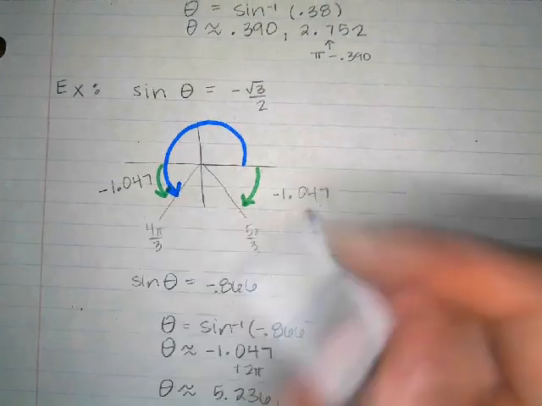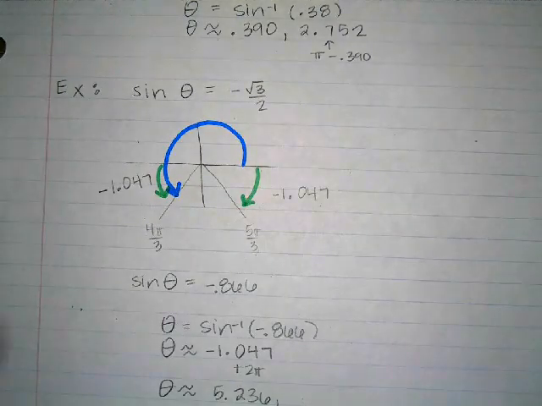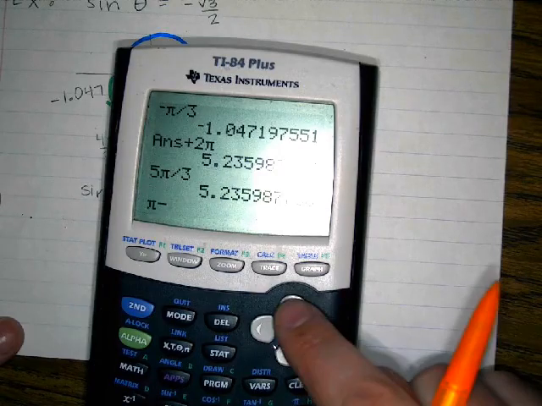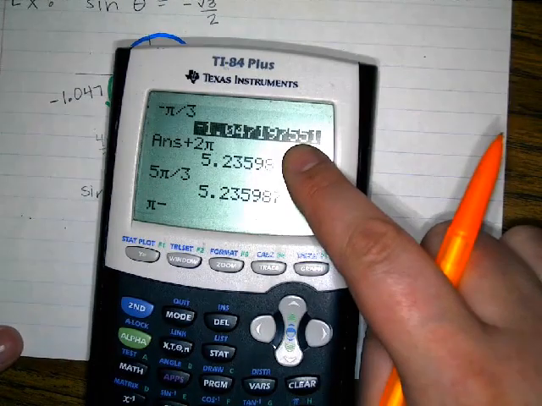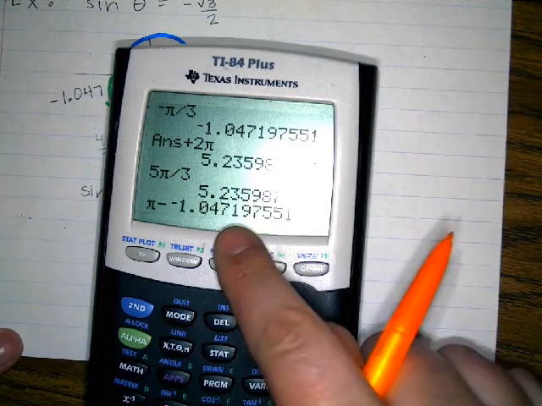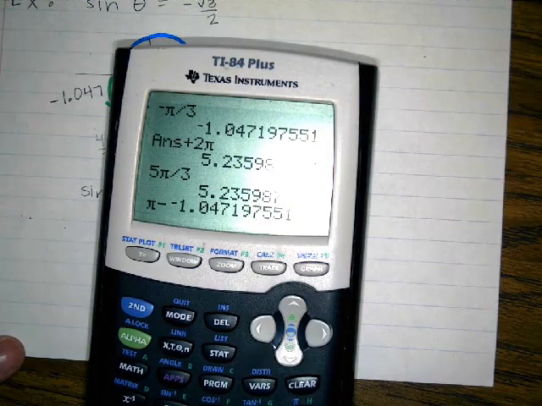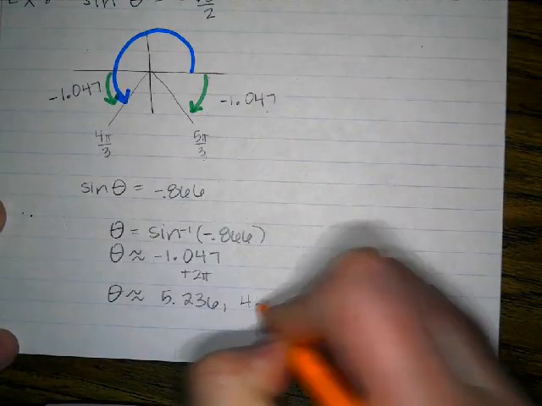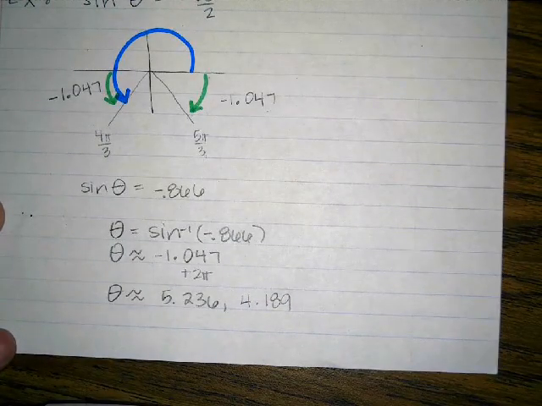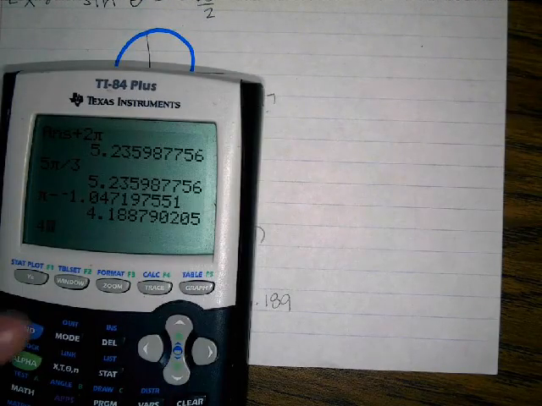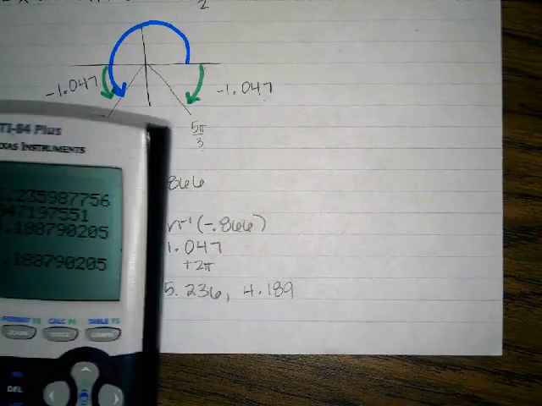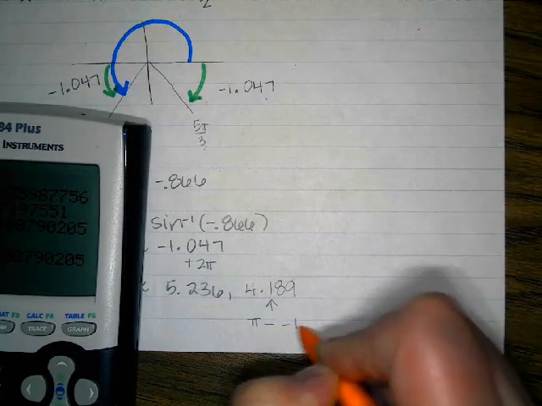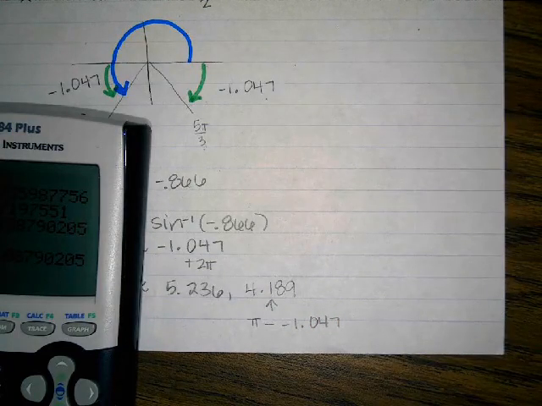Okay? So for this one, I'm going to do pi minus, and I'm going to go back up to this angle right up here that I solved for first, negative 1.047. I'm going to get my second angle here. Pi minus negative 1.047. And that's my second angle, 4.189. And if you double check this one, that second angle is 4 pi thirds. So this second one is pi minus negative 1.047. And this one is negative 1.047 plus 2 pi.